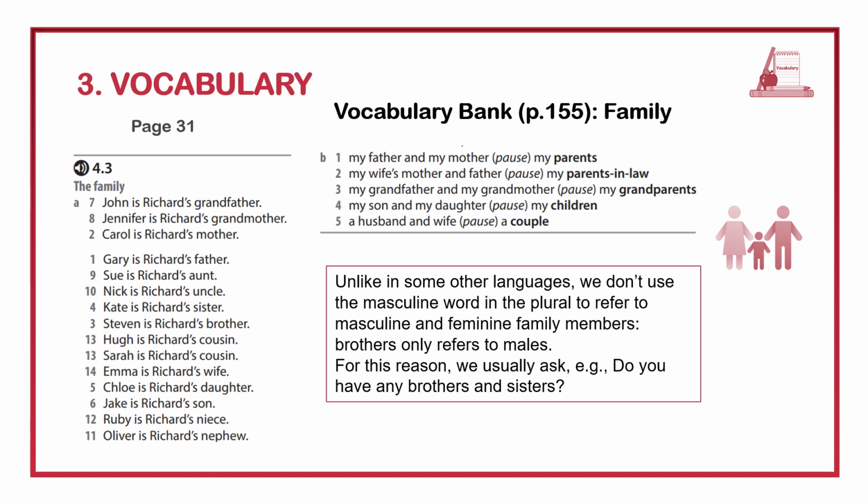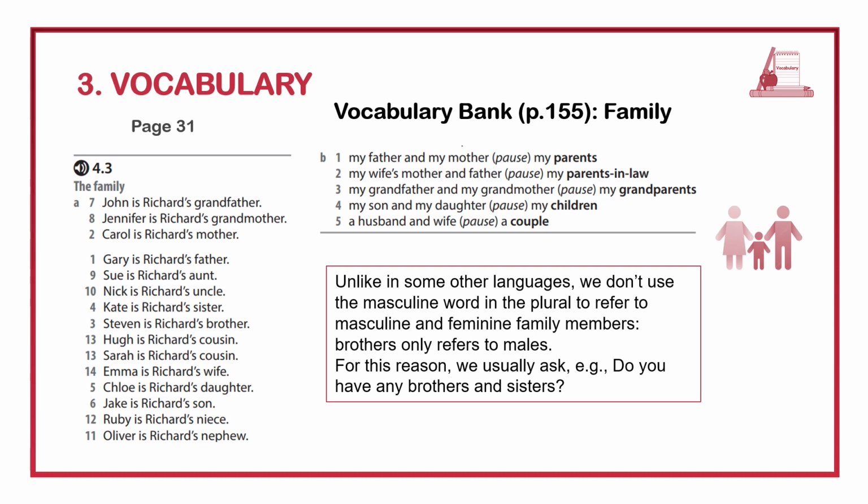Number 9, Sue is Richard's aunt. Number 10, Nick is Richard's uncle. 11. Oliver is Richard's nephew. 12. Robbie or Ruby is Richard's niece. 13. Hugh is Richard's cousin, and also Sarah is Richard's cousin. And number 14, Emma is Richard's wife.